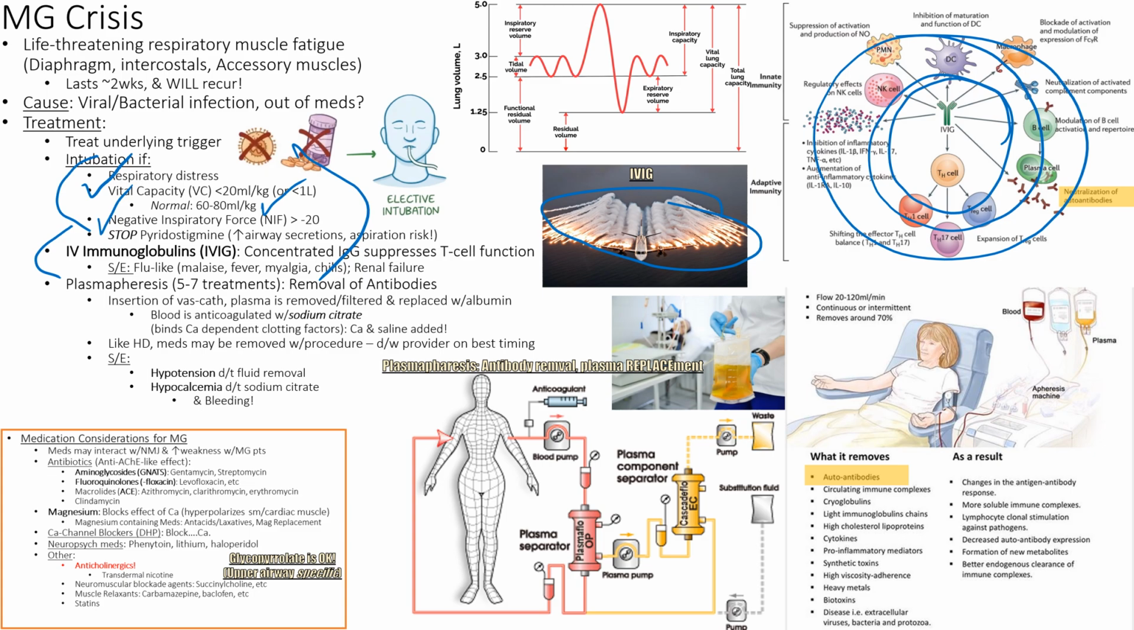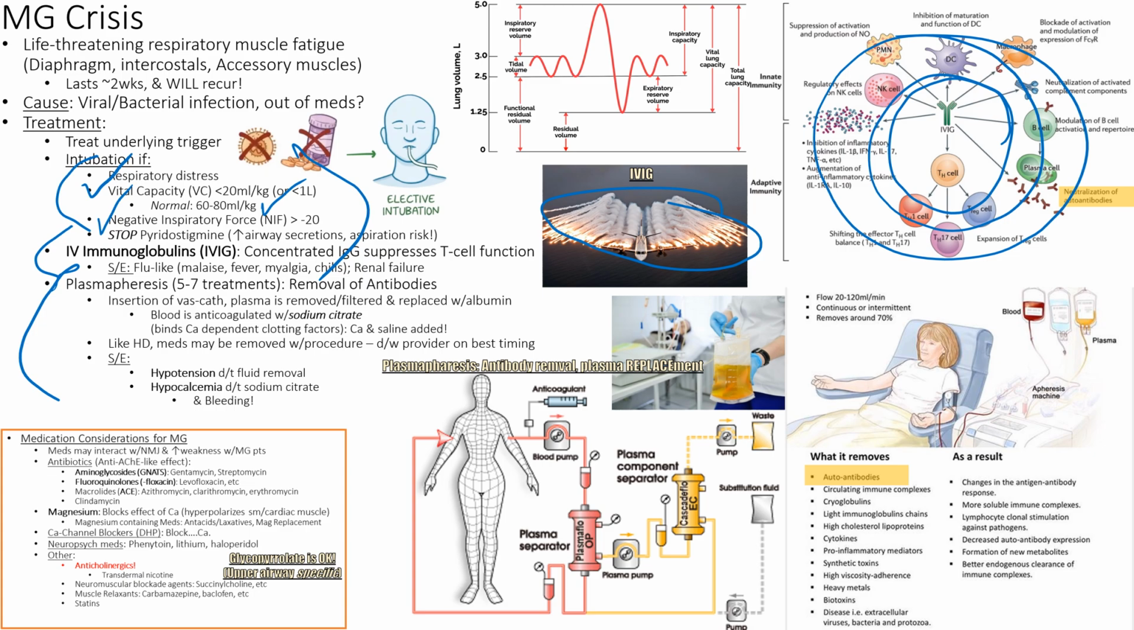And the last thing is plasmapheresis, which is used for Guillain-Barre and multiple sclerosis as well. Plasmapheresis is like dialysis, so you have to hook them up with a vas cath, and they're going to take all the blood out of their body, and they're not going to return the plasma. They take all the plasma out, and that's where antibodies sit, right?